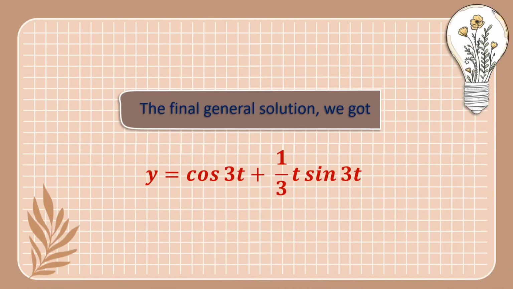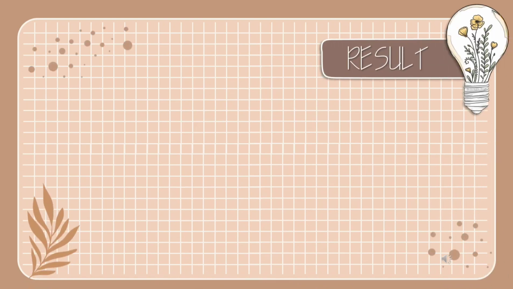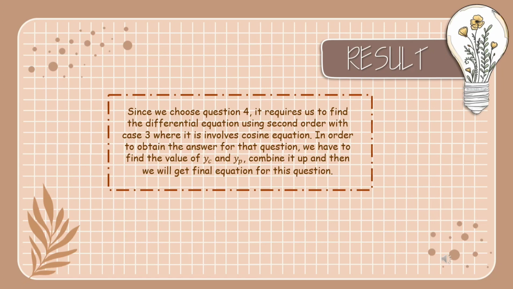The last step is we substitute the values of a and b into our general solution. Finally, our general solution is y equal to cos 3t plus 1 over 3 t sin 3t. For the result, since we chose question number 4, it requires us to find the solution of a differential equation of second order with case number 3, where a cosine term is involved. In order to obtain the answer, we have to find the values of yc and yp, and then combine them into the general form of the non-homogeneous equation.